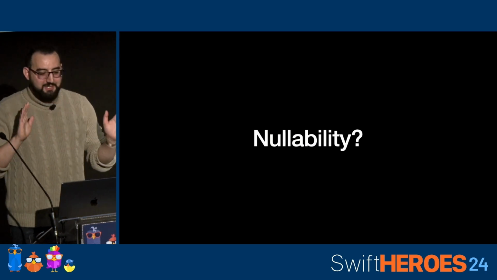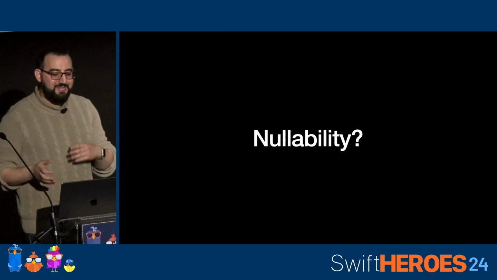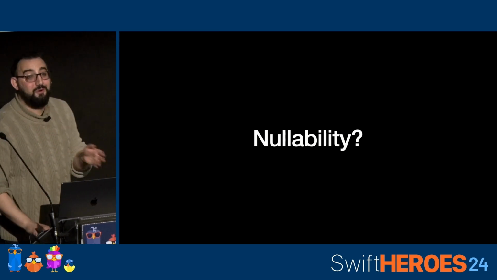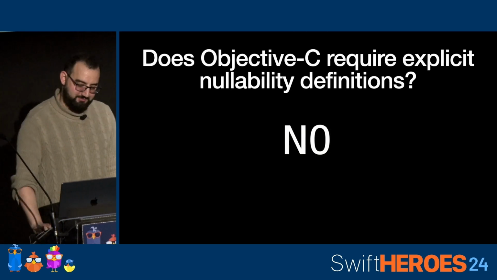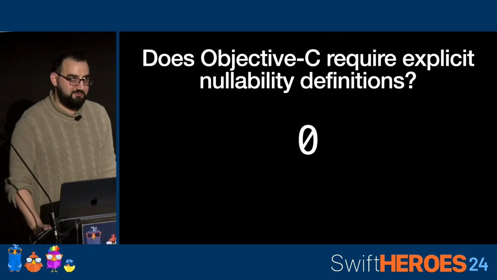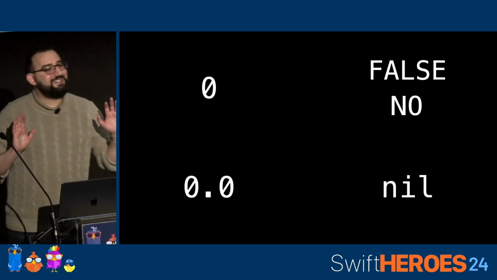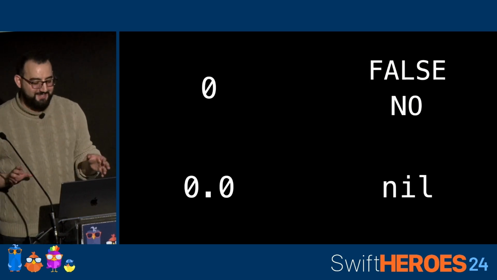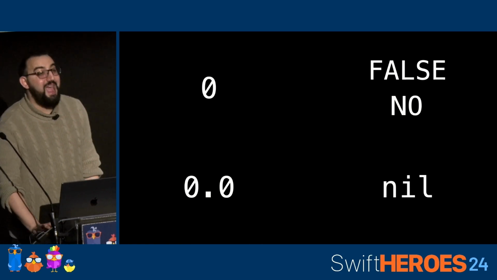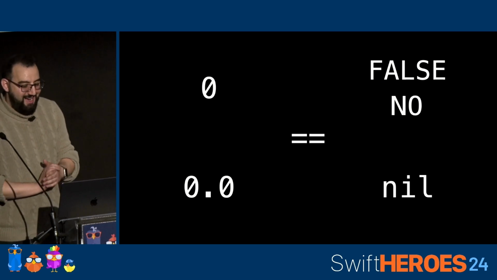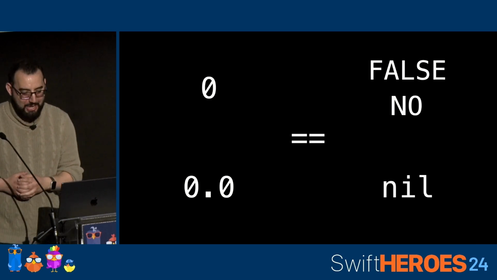Now, there is one thing we sort of glossed over, and it's nullability. In Swift, you have to be explicit about whether things are nullable or non-null, right? Does Objective-C require explicit nullability? No. But also false. 0. 0.0. Nil? Thing is, until otherwise defined, any variable in Objective-C starts out as one of these. And unlike languages like JavaScript, these are all equivalent, and you can double equals them. And they'll return true, right? Because they're all equivalent. JavaScript, I'm looking at you.